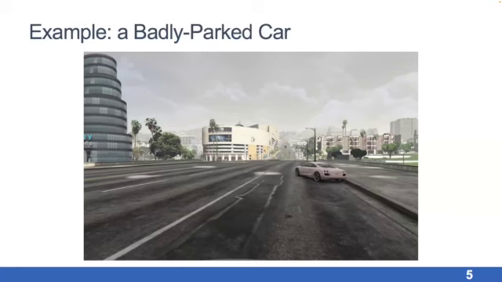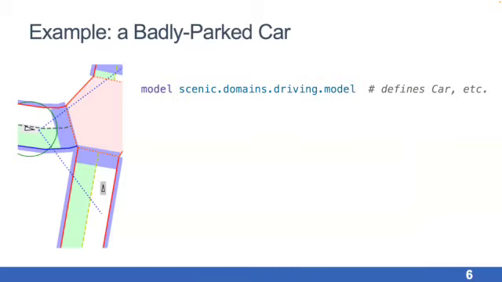Okay, so to start out here, let me go through in detail this badly parked car example that Sanjit showed before. On the left-hand side here, we have a kind of schematic of what we want. We have the ego car, which is over here, and it has some view cone, which I'm showing in blue. And somewhere over here, we have another car, which is a little bit too far away from the curb and not really parallel with it. So how are we going to model that in Scenic?